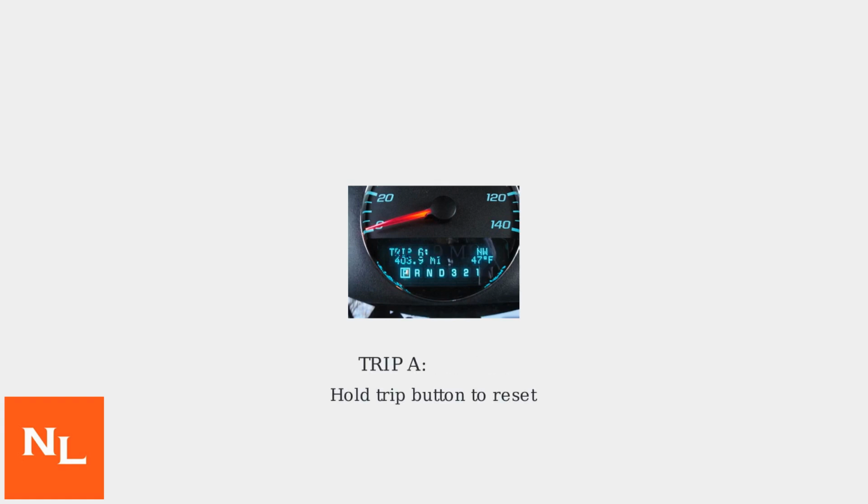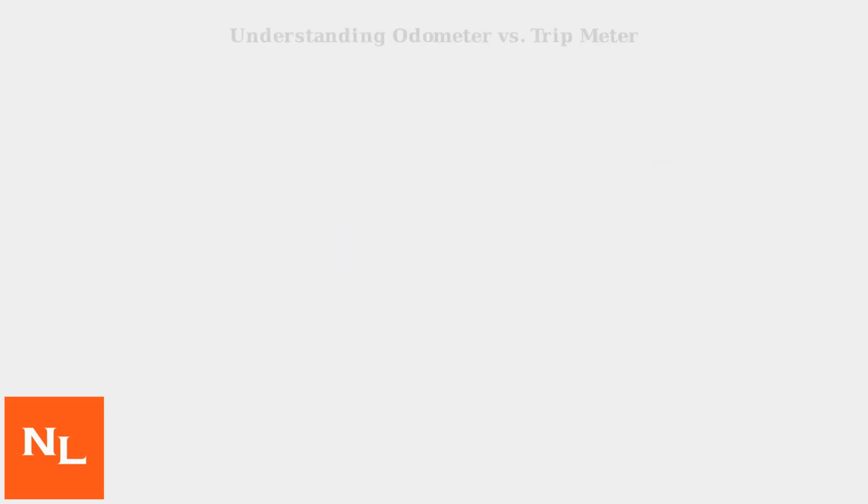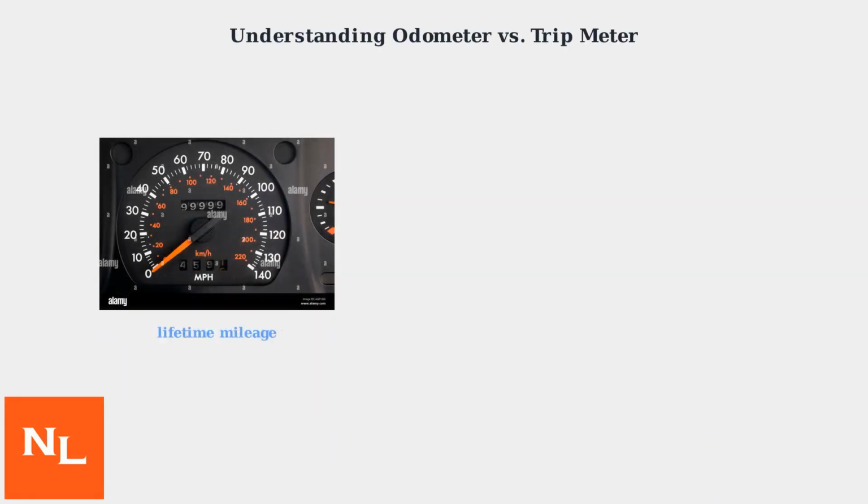To reset trip data, hold the Trip button while viewing the respective trip odometer. The display will reset to 0. The odometer tracks the total lifetime mileage of your Chevrolet Trax and cannot be reset. This permanent record shows how many miles the vehicle has traveled since it left the factory.